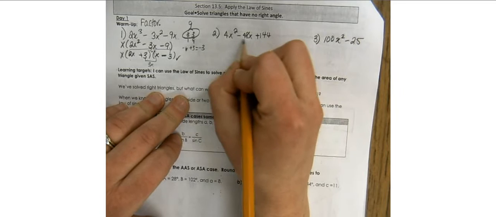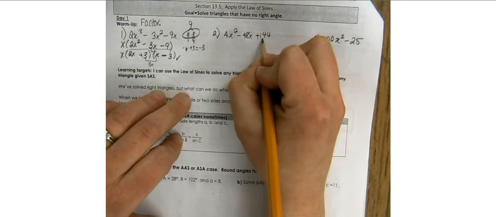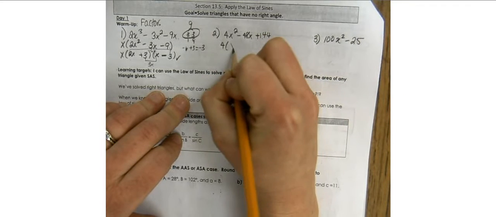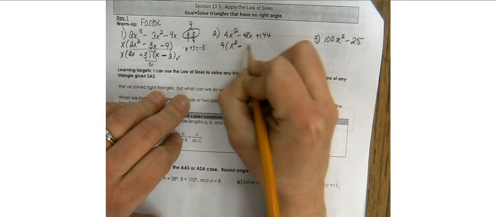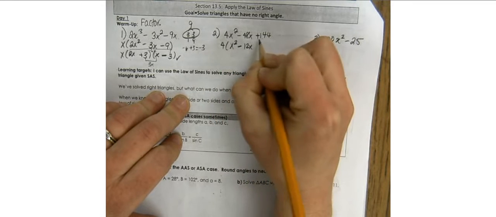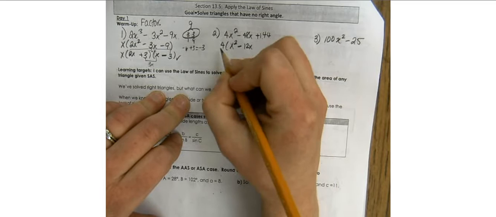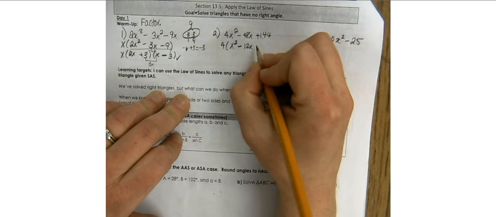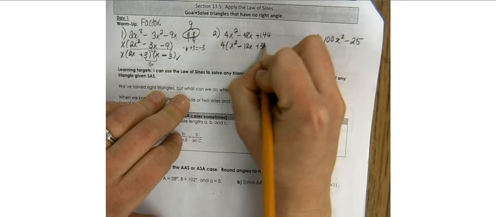The next one, we have 4x squared minus 48x plus 144, and all three of these terms have in common a 4. So I'm going to factor out a 4, and my leftovers is x squared minus 12x. And then 144 divided by 4 is equal to 36. So I'm going to write plus 36.